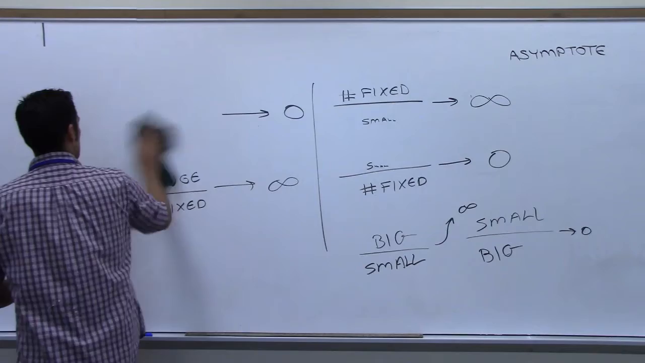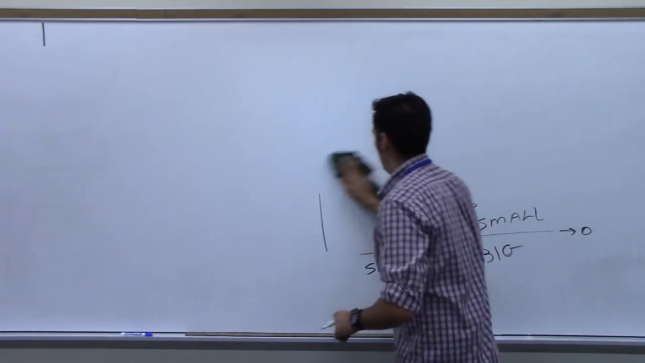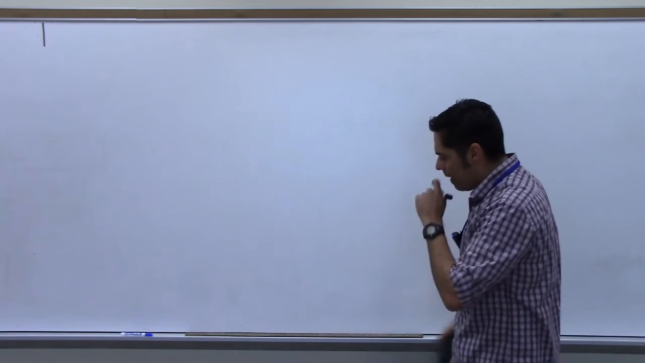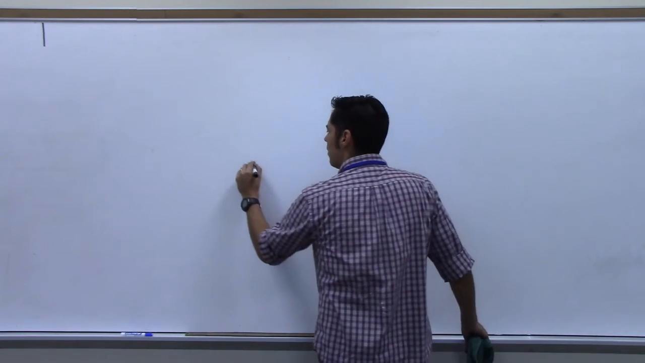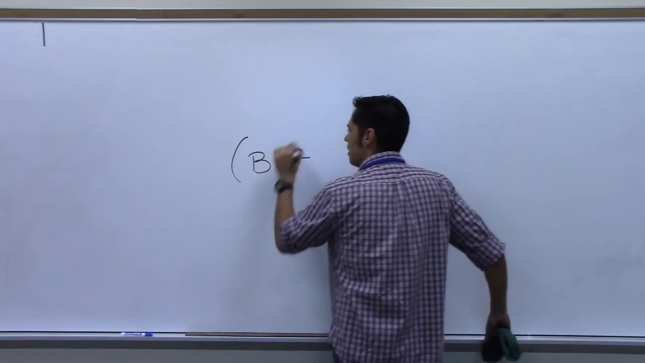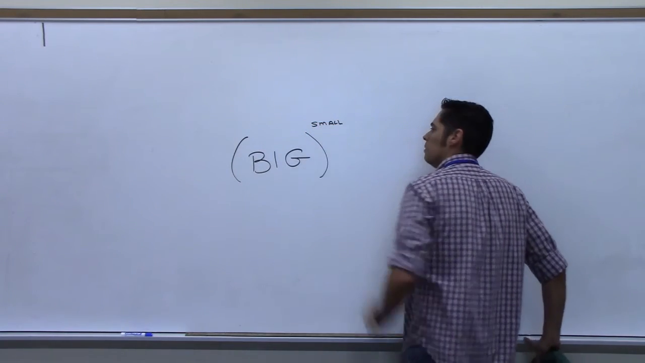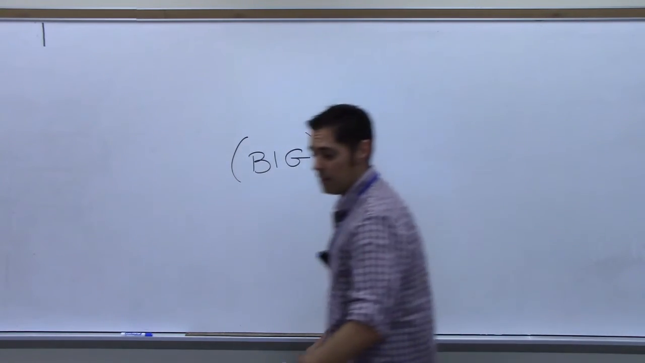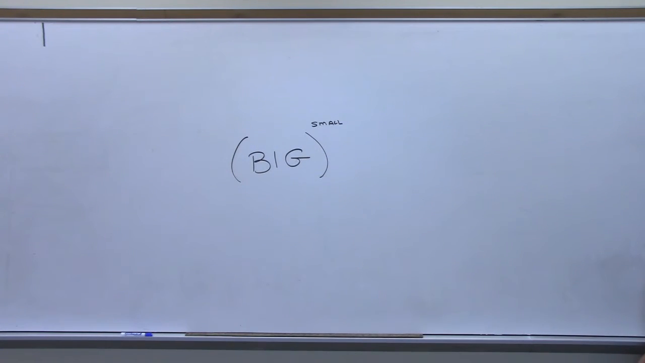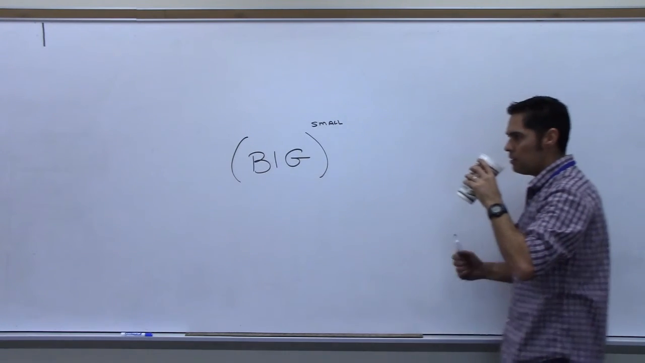All right. While I've got you thinking this way, what do you think would happen to this? If I have a number that's getting really big, big, big, and I take it and raise that to a number that's really small. 0? Any other suggestions?